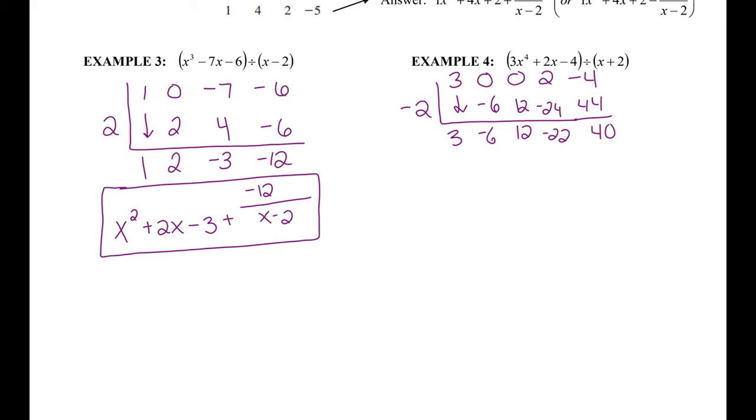Because the original problem started as a degree of 4, my answer is going to start with a degree of 3. So 3x cubed minus 6x squared plus 12x minus 22 plus my remainder, which is 40, over my divisor, which is x plus 2.